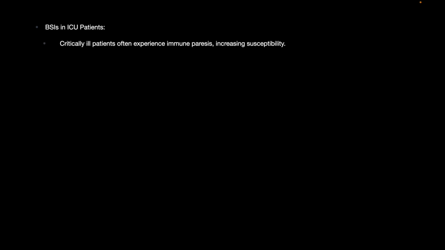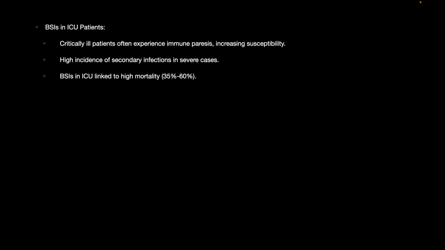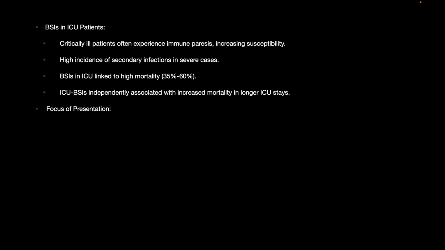Critically ill patients often experience immune paresis, increasing their susceptibility to such infections. There is a high incidence of secondary infections in severe cases. Now, bloodstream infection is linked with very high mortality, almost ranging up to 60%. Now, ICU bloodstream infections independently are associated with increased mortality as well as longer ICU stays.